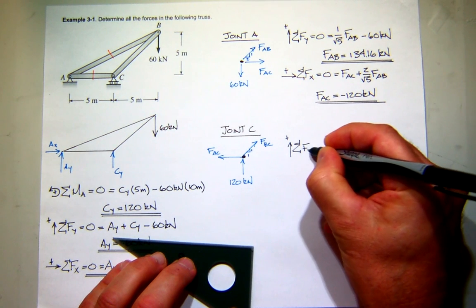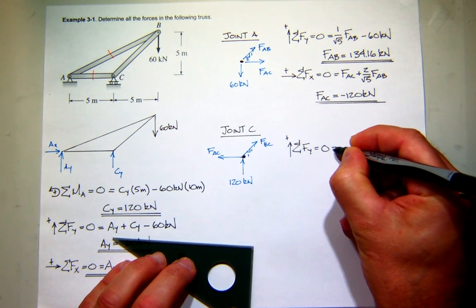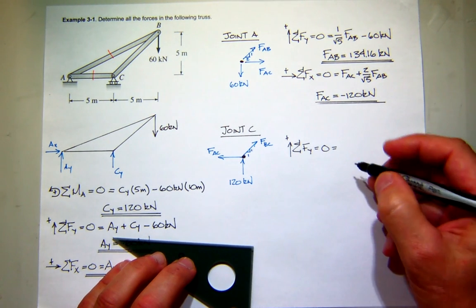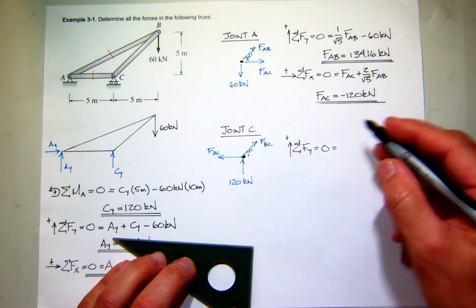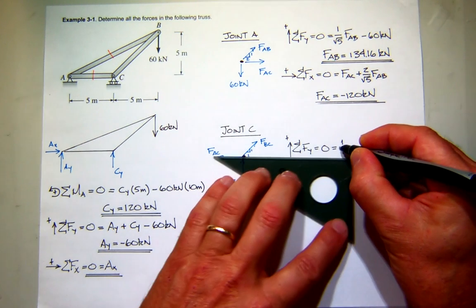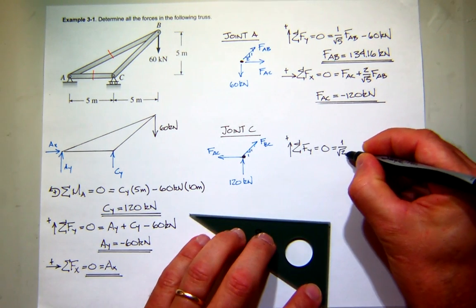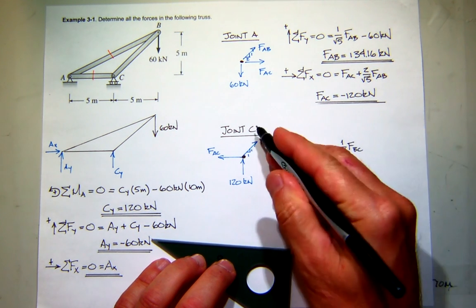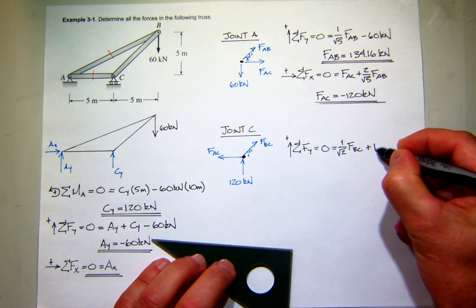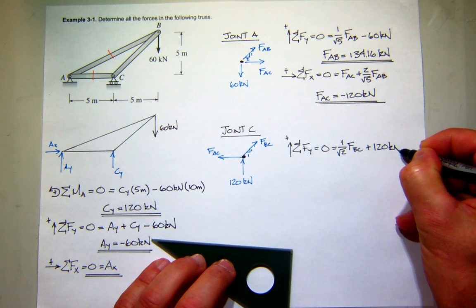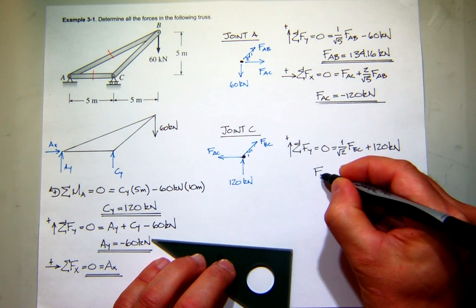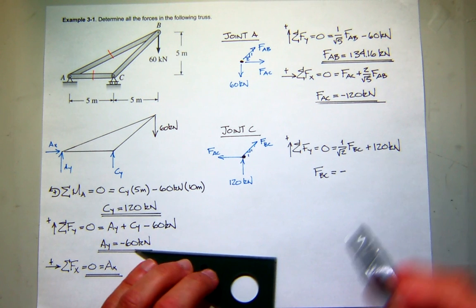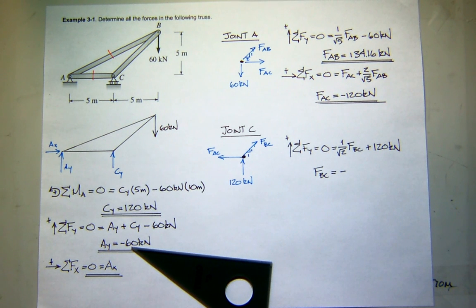So if I sum forces in the Y direction, to make sure I'm in equilibrium, AC does not contribute. So my Y component of BC would be 1 over the square root of 2, where the square root of 2 is the hypotenuse. And that is BC acting up, and also acting up is the 120 kilonewton reaction force. So when you solve for FBC, you should get negative, and whatever 120 times 1.4, square root of 2, is.